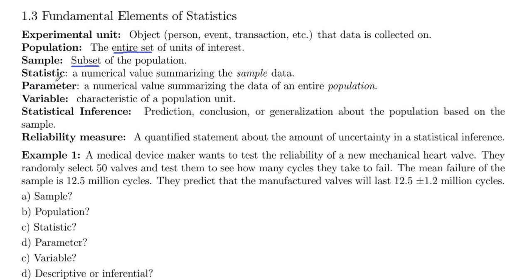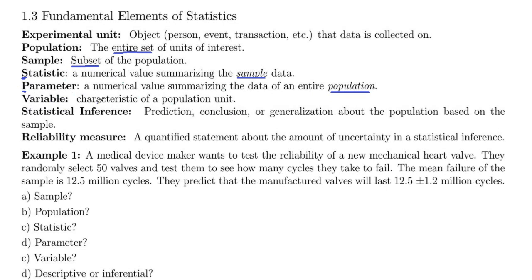And then when you talk about a statistic, that's some numerical value that's summarizing the sample data. So statistic and sample both start with S. So statistics refer to sample data, like the mean height of the people that are in your sample, for example. And then parameters are numerical values that summarize the data in the population. And notice both of those begin with P. So parameters refer to the population.